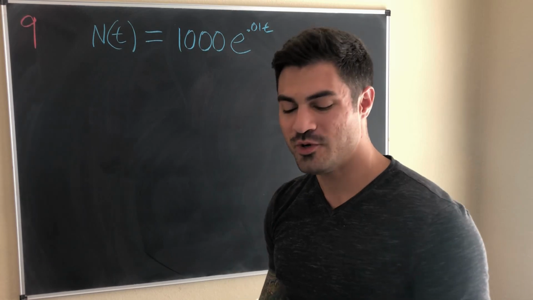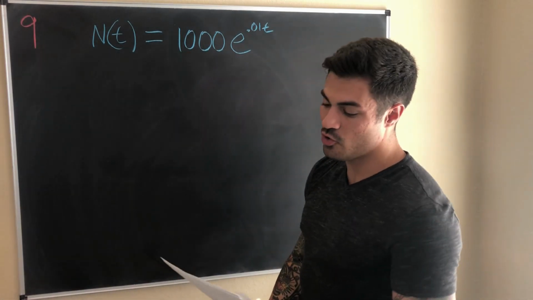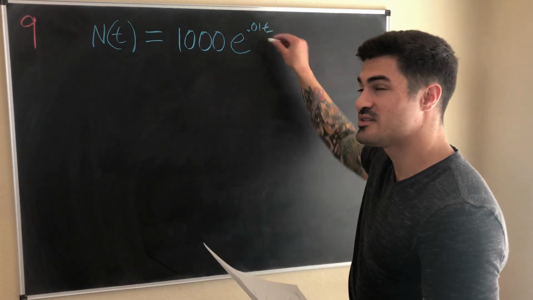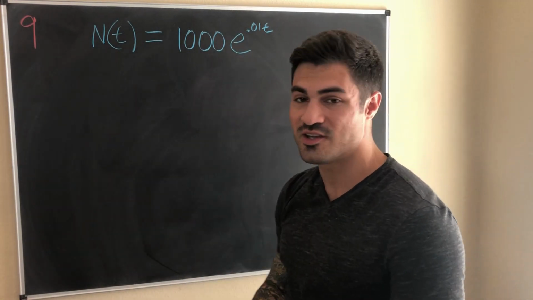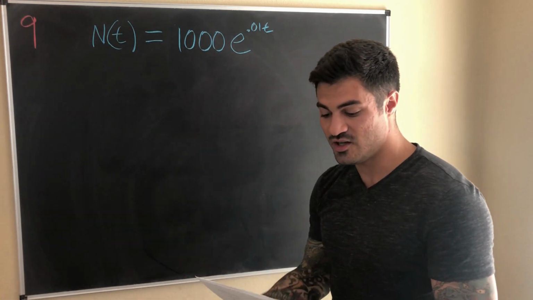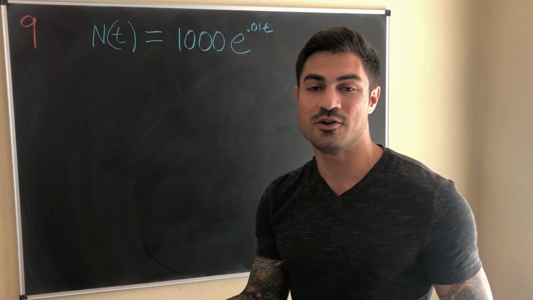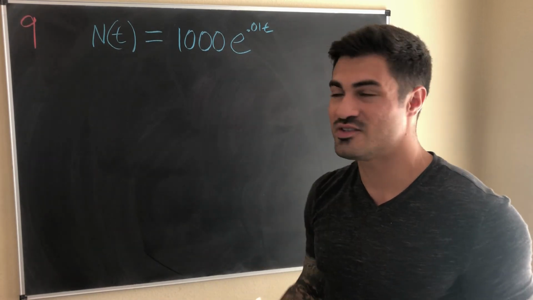All right, so for number 9, we are given this function that represents the number of bacteria present in a culture at a time of t, and this time is in hours, and we're asked to do a few things. I'm just going to run through all of these all at once. So first, we're asked to determine the initial amount of bacteria. So initial amount is when time equals 0, right? Pretty straightforward. When time is 0, that's the initial amount.